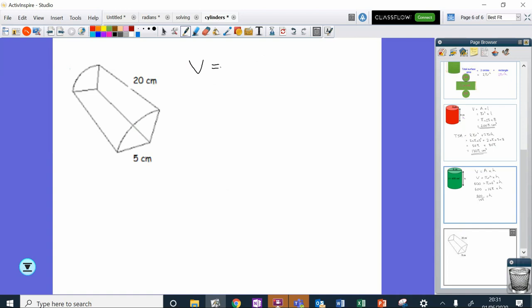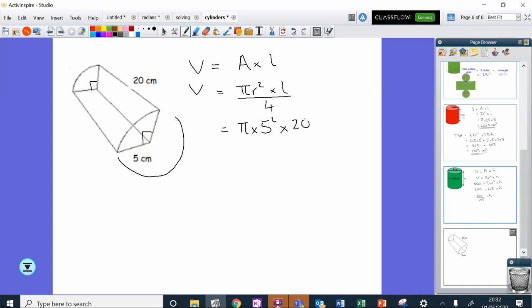Okay, so the volume, now what they probably need to do is tell us a little bit more information. So let's assume that this is a right angle here. Looks a little bit more likely. So if the volume normally is area times length, which is pi r squared times the length, well, now it's basically a quarter. So we just divide it by 4. So it's going to be pi times 5 squared, because 5 is the radius of the whole cylinder, times the length, which is 20. 25 times 20 is 500, so we have 500 pi centimeters.